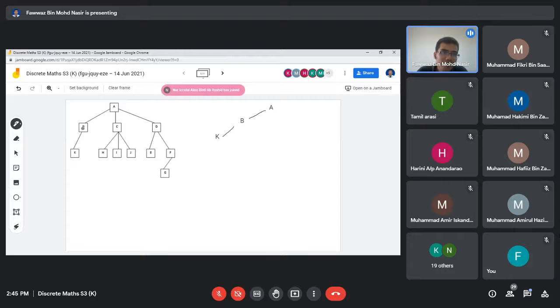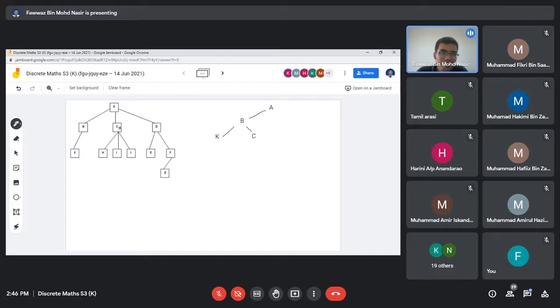Okay, kemudian kita pergi, since K ni dah tak ada child, kita naik ke atas. B pun dah tak ada children lain, kita naik balik ke atas A ni. Kita tengok C pula. Okay, so since C adalah sibling kepada B, C akan jadi right child kepada B dalam binary tree kita. So kita just tulis C dekat sini. Okay, C akan jadi the right child for B.